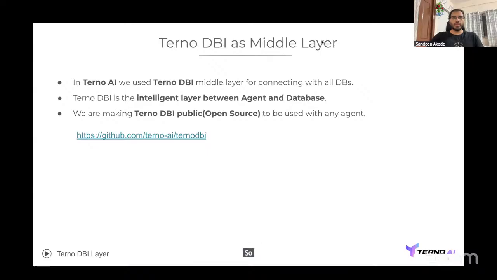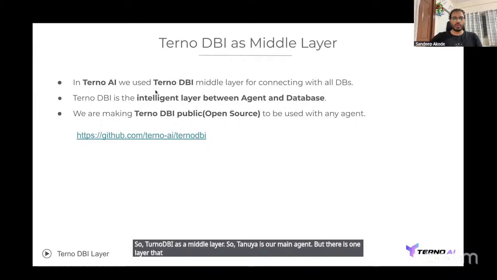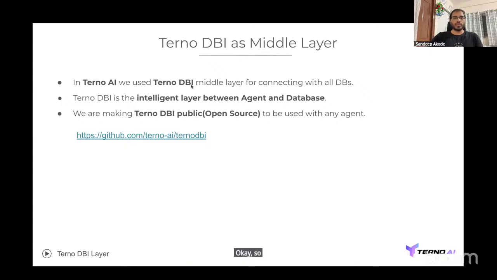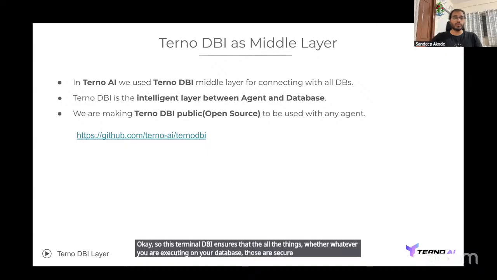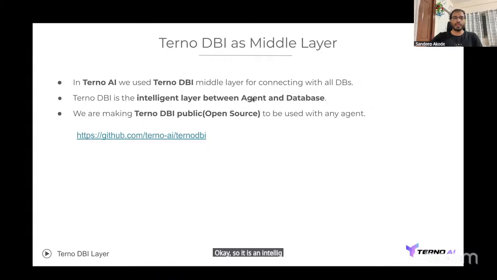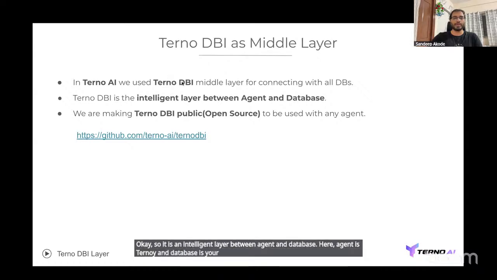Turno DBI is a middle layer. Turno AI is our main agent, but there is one layer that comes between the Turno AI agent and your database. That is called Turno DBI, the database interface. This Turno DBI ensures that whatever you are executing on your database is secure and won't harm your database in any way. It is an intelligent layer between the agent and the database. Here, the agent is Turno AI and the database is your database. Turno DBI sits between the agent and the database.